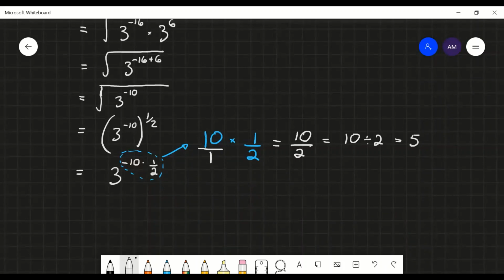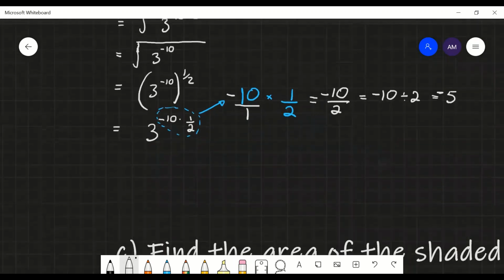Oh, don't forget that this whole thing is negative. So really, I should have put a negative onto all of these. So now our answer is -5 for the exponent. So in the place of this complicated exponent that we had, I'm just going to put 3 to the power of -5. And this is looking a lot more simple.